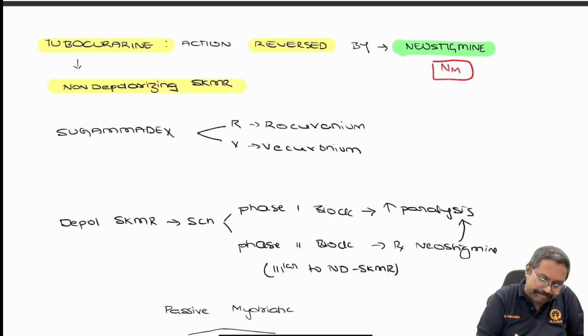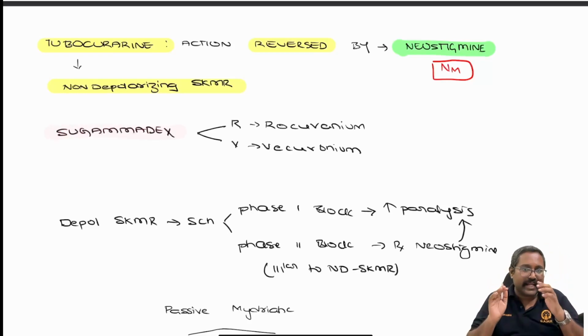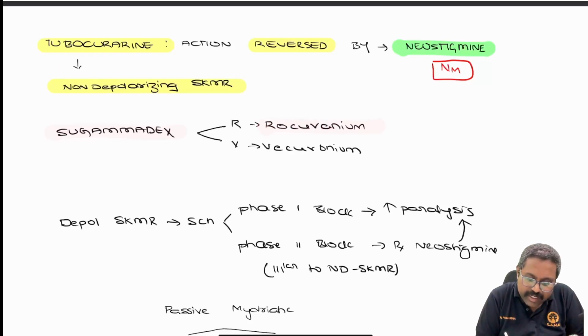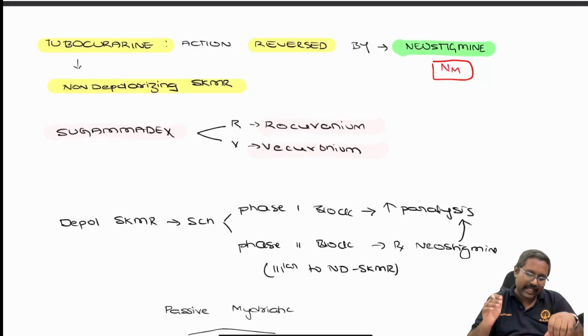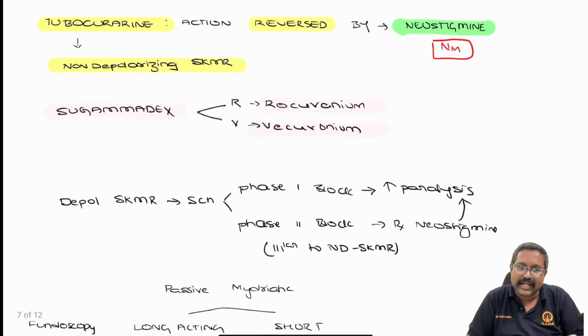So what is Sugammadex? Again, very important MCQ that you can expect. Sugammadex is a specific antidote for reversing the actions which are produced by rocuronium and vecuronium. Is that clear? They are the skeletal muscle relaxants.